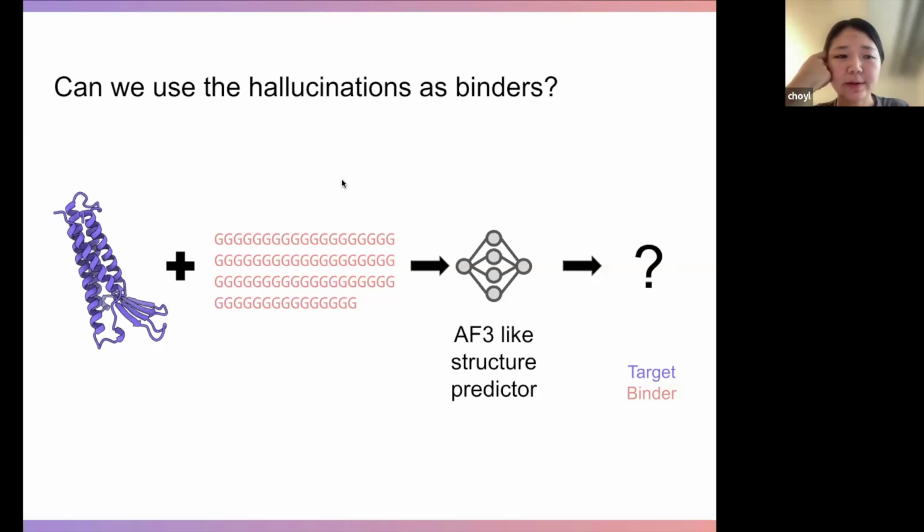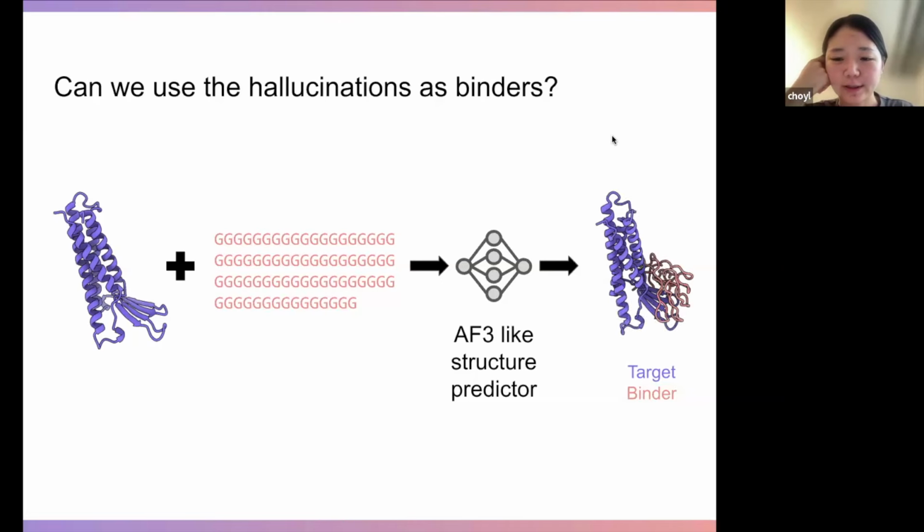So do you have any guess about what happens if we predict the structure of a protein of your interest together with just random G repeats, using the AlphaFold 3 structure predictor? If you don't have any answer, I can just show you the result. So it looks like this. This random G repeat, which doesn't really make sense, is folded into a somewhat okay structure, and it actually binds near the protein of your target, right?